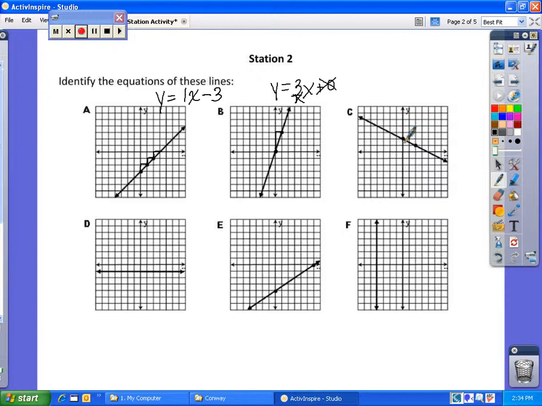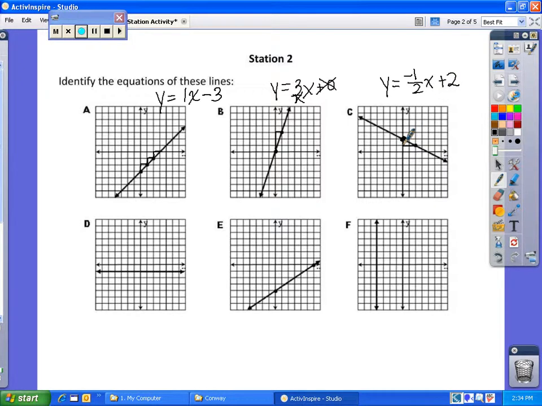For this one, you go down 1, so that's -1 over 2. So that's y equals -1 over 2x. And then the y-intercept is at +2, so that's going to be +2, which is right here.